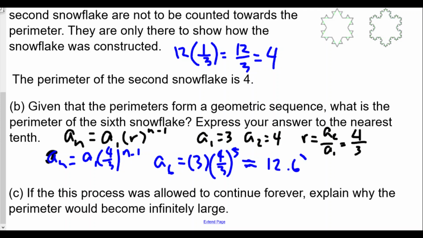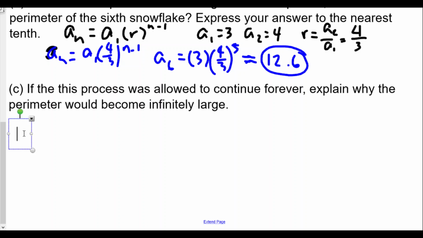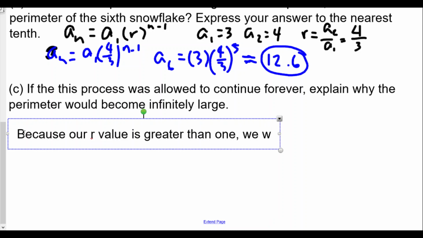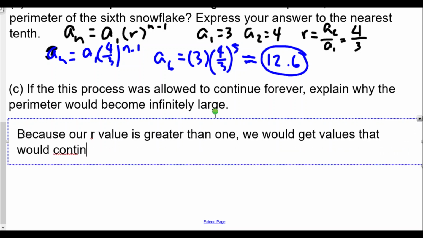Okay, so approximately 12.6 is our perimeter. And for our last question, it says, if this process is allowed to continue forever, explain why the perimeter would become infinitely large. Well, the reason why it becomes infinitely large is the fact that we're multiplying by a number greater than 1. So we would say, because our R value is greater than 1, we would get values that would continue to grow without bound. So really it's about the R value in this case.